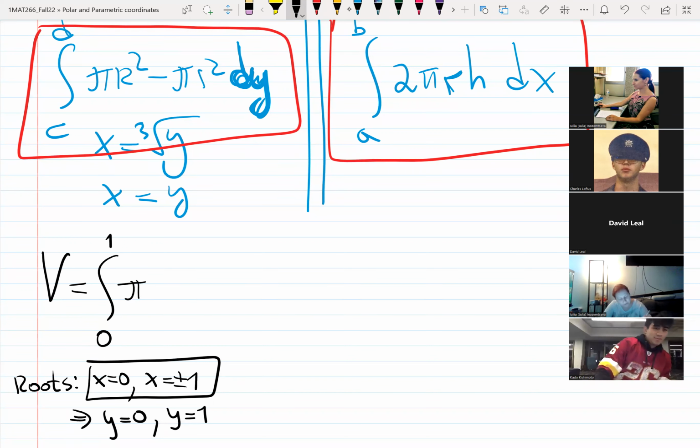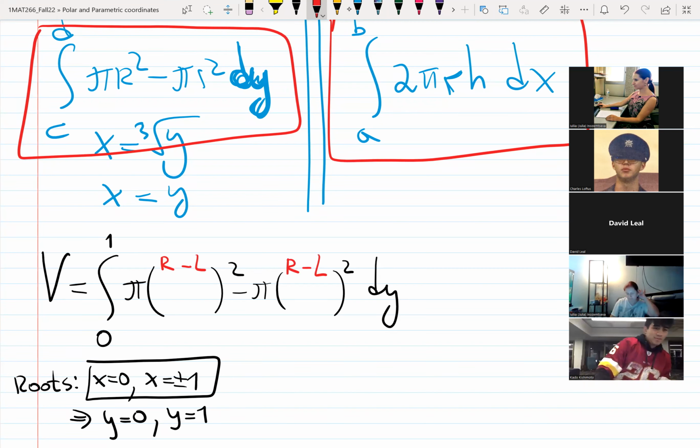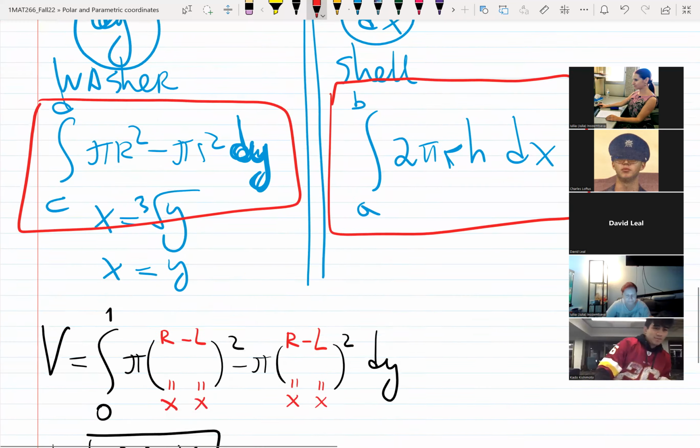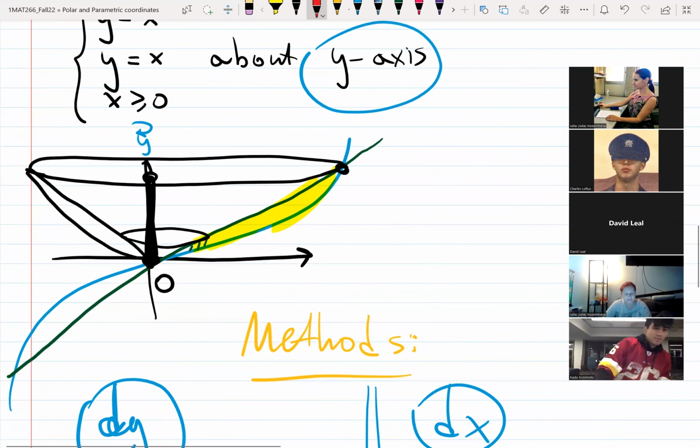Now it's going to be pi r squared minus pi r squared dy, and each will be right minus left, bigger minus smaller, and each will be in terms of y. So it will be x equals and x equals, like so. Let's see how it looks.